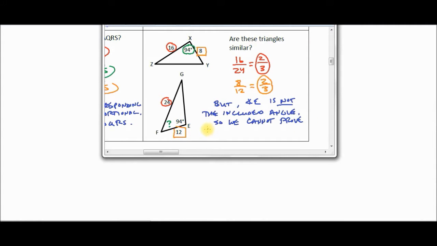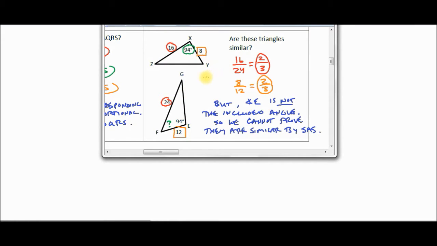Let's say we prove they are similar by SAS. We also can't use side, side, side because we don't know the third side. And we also can't use angle, angle because we don't know either of the other two angles of these triangles.